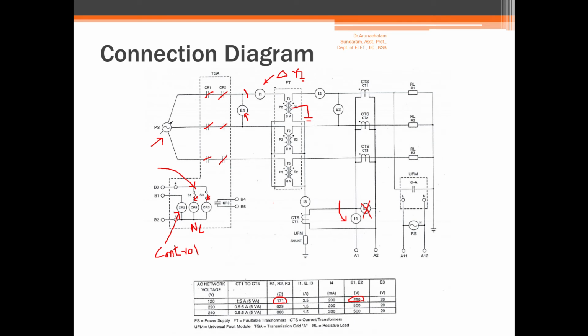transformer number 1. When you create a fault, the relay will sense the fault and will take a control action. So what is the control action? CR2 will be de-energized. When CR2 is de-energized, automatically these contacts will open and the transformer is isolated from the supply. So this is the idea of this experiment. Let us now go and check the control diagram, which is in the next slide.